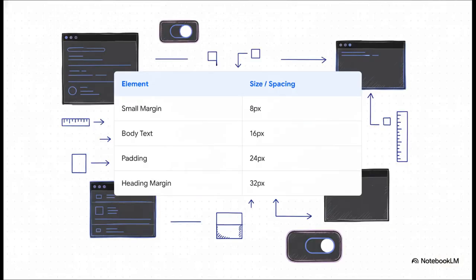And this is what it looks like out in the wild. That tiny margin between two buttons, maybe 8 pixels. The size of your main body font, a nice 16 pixels. The empty space inside a notification box, 24 pixels. The space after a big headline, 32 pixels. It's this simple, powerful rhythm that brings order to the chaos.